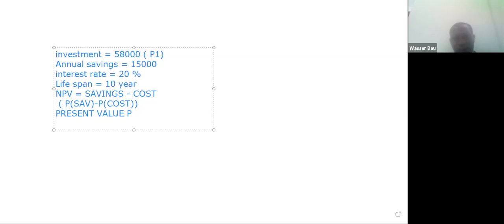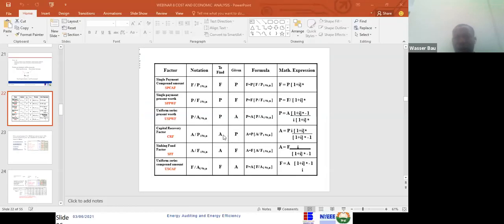Are we together, gentlemen? We are doing capital recovery. This is what we're looking for. No, we want to know the present worth. Sorry. They are all the same thing, just that they are interchanged. We are looking for this.